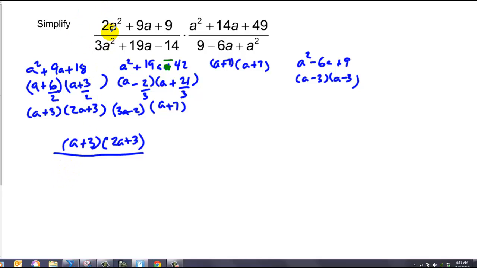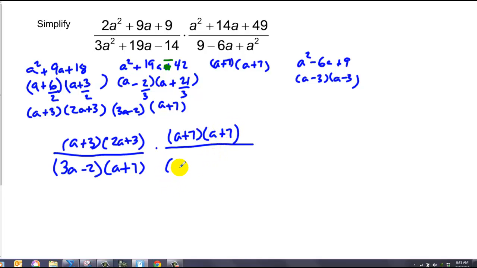So over 3a minus 2 times a plus 7. It's going to be multiplied by this next fraction of a plus 7 times a plus 7 over a minus 3 times a minus 3.